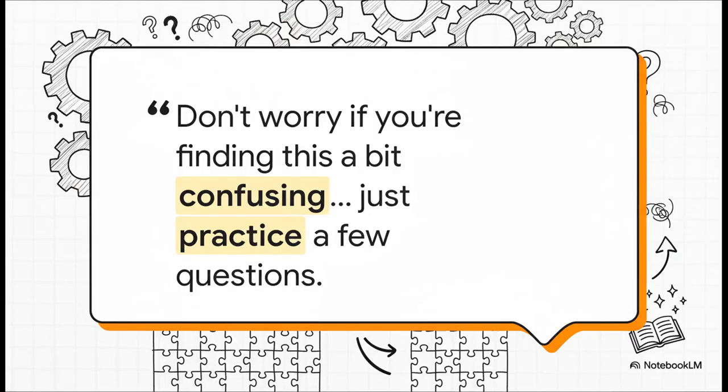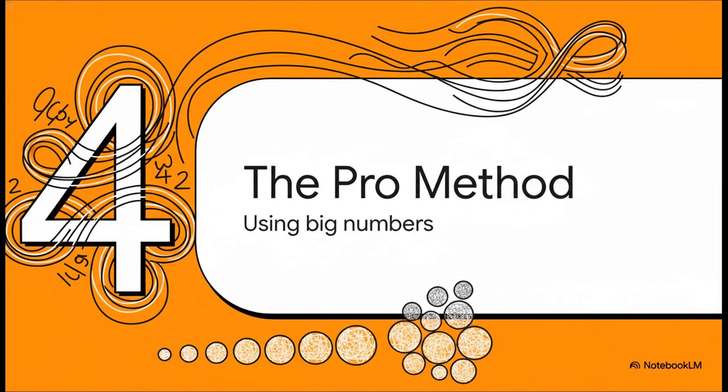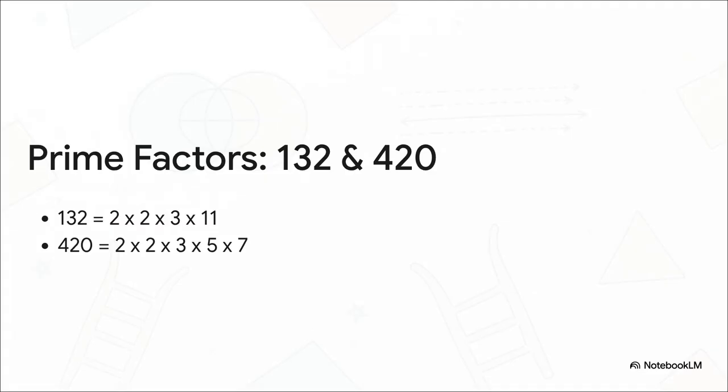Now, look, if this prime factor method feels a little strange or confusing, that's totally okay. It's a different way of thinking. The source material actually says it perfectly. It is a kind of odd concept. The best thing you can do is just try a few practice questions, and I promise, after a little while, it'll start to click. All right, you ready to see the true power of this method? Let's really put it to the test with an example that would be almost impossible to do just by listing. We are going to find the LCM of 132 and 420.